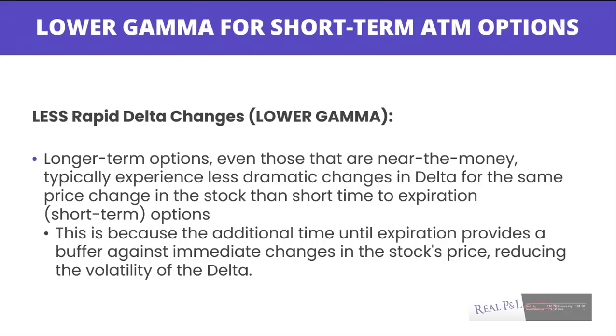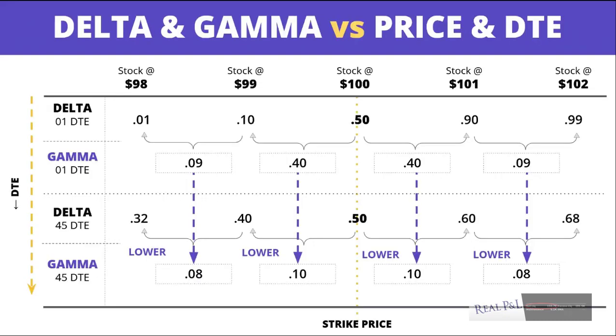This is because the additional time until expiration provides a buffer against immediate changes in the stock price, reducing the volatility of the delta. So again, you can see where the gamma is not as prevalent here. It's higher because we're closer, even though we're in the same spot. And here you can see the gamma is very low.